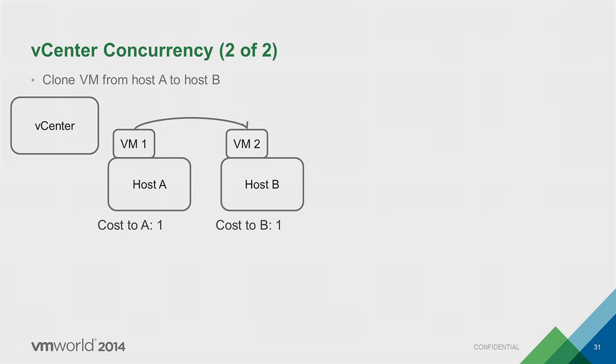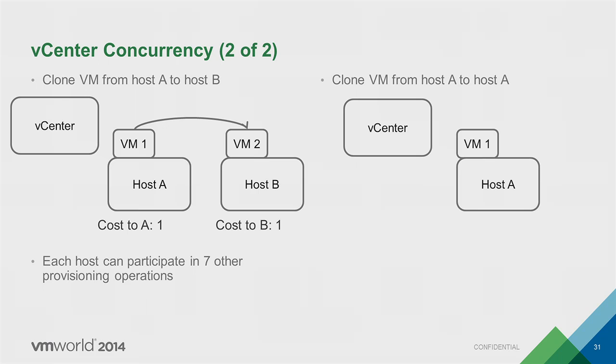The destination is also charged 1. Now they're both being charged 1 unit, which means that each host, because any host can be only involved in 8 operations, can now only be involved in 7 more operations. Okay? Let's contrast that to if you clone a VM from a host to itself. As you can see, when you clone a VM to the same host, that host is being charged as both the source as well as the destination. So now that host can only be involved in 6 more operations.